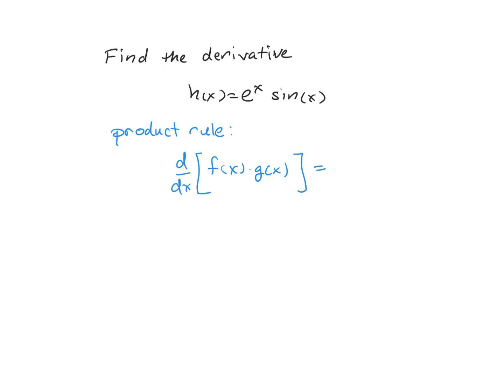And that rule is the derivative of the first times the second plus the first times the derivative of the second. So for our problem, we're going to have e to the x be played by f, and we will have our g of x be the sine function.